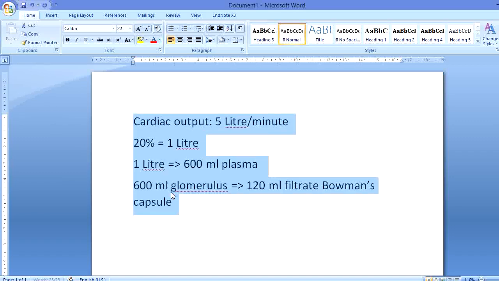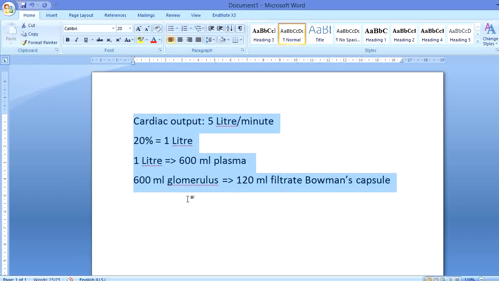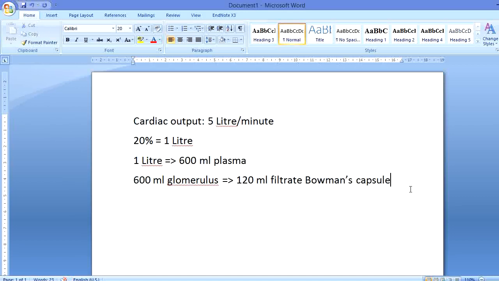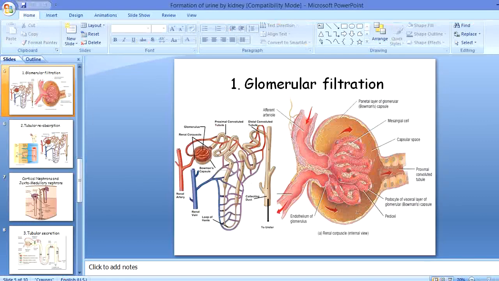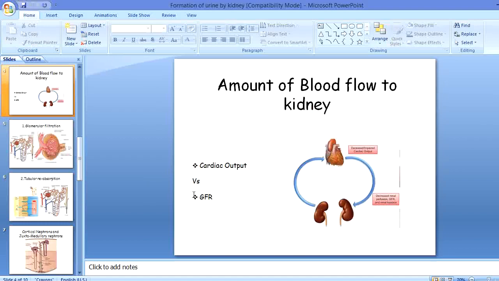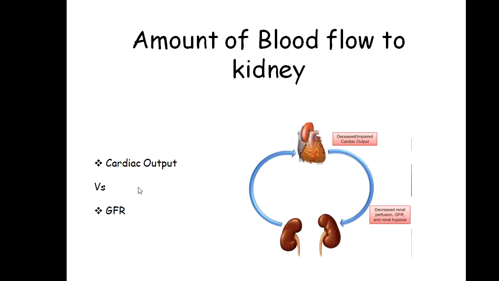Now I think this is almost clear to you. So you learned now that in every minute 120 ml of filtrate reaches which portion? The Bowman capsule. This is called glomerular filtration rate, GFR, which I told you in the previous slide. GFR is the glomerular filtration rate.